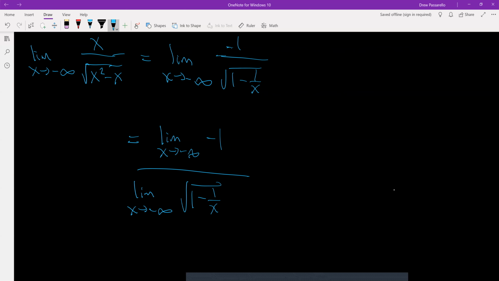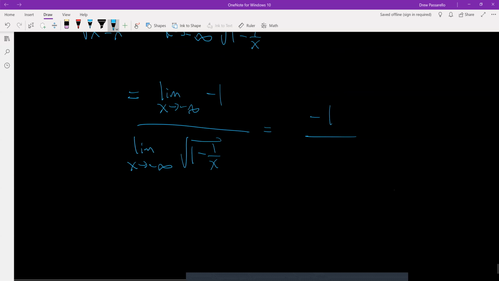Well, the top is just negative 1 since there's no x value which we're plugging in for x, so that's negative 1. And for the bottom part, I'm going to apply the limit inside of the square root sign. So you do the square root of the limit as x goes to negative infinity of 1 minus 1 over x.